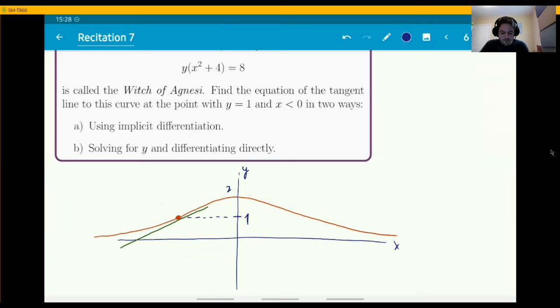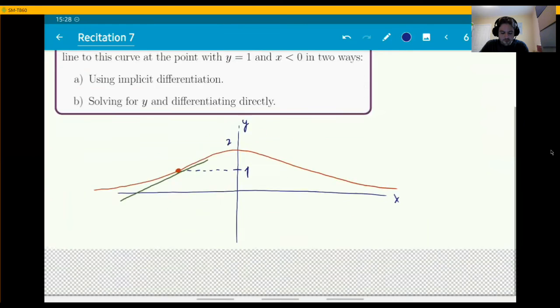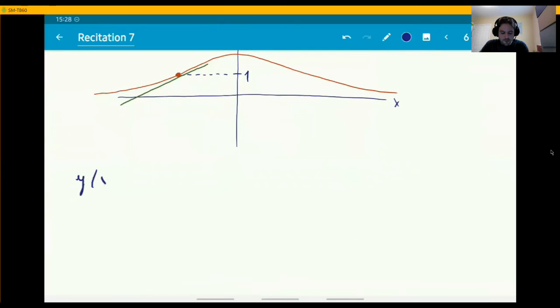Here is the equation again, y times (x squared plus 4) equals 8. Before taking a derivative, let's find a point. I mean, you can do this in any order, as long as you take the derivative of the correct equation. Finding the coordinates of this point. What we know about it is that y equals 1. We've been told that, and also x is negative.